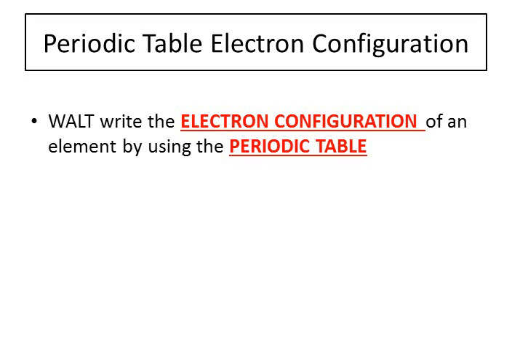Welcome to the next day of electron configuration. Our objective for the day is we are learning to write the electron configuration of an element by using the periodic table. So far we have written the electron configuration using orbital diagrams, and we've also written the electron configuration based off of the filling order. But today we're going to look at how we can use the periodic table so that way we don't have to memorize everything.